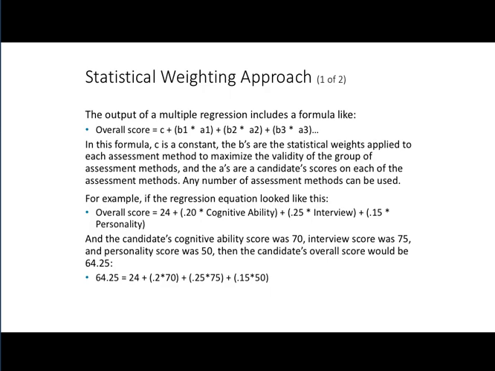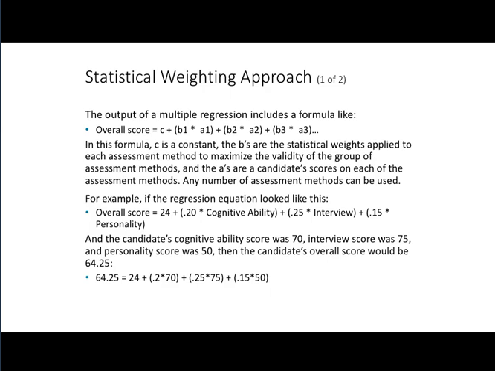And that's sort of the lowest performance you could expect, even if someone had 0 on everything else. Cognitive ability is weighted 0.2, interviews are weighted 0.25, and personality tests are weighted 0.15. No, that doesn't add up to 100. It's okay. It doesn't need to. It's just a statistical weight. It's not a weight out of 100 like you would with the unit weighting.